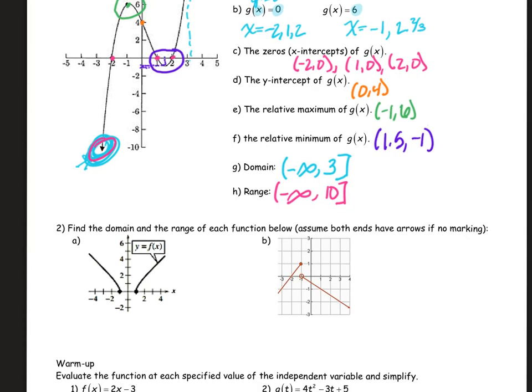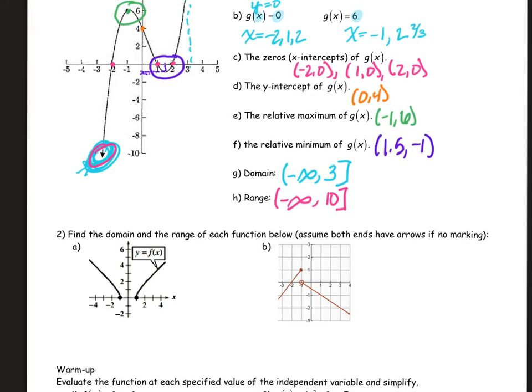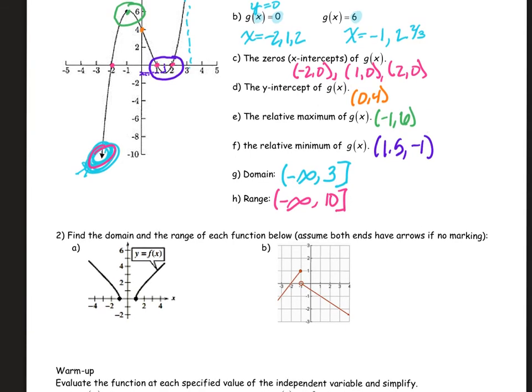And problem 2 says, find the domain and range of each function below. Assume both ends have arrows if no markings. Okay, so that means that, especially the last part here, there are arrows on the end of this graph and this graph, okay? So it's going to keep going up and further to the left, and up and further to the right.